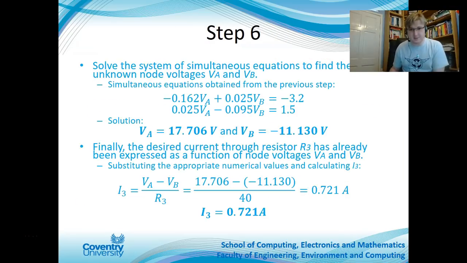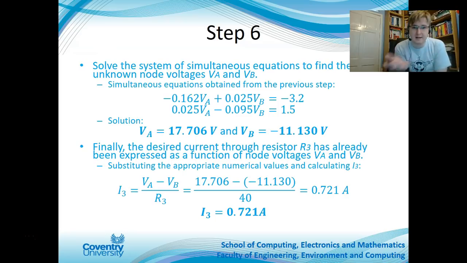So now you've got your two simultaneous equations, like so. You can solve those to find the values for VA and VB. I'll let you do that in your own time. Remember, you can also use MATLAB or Wolfram Alpha to check your mathematics, but you should end up with VA of 17.706 volts and VB equal to minus 11.130 volts.